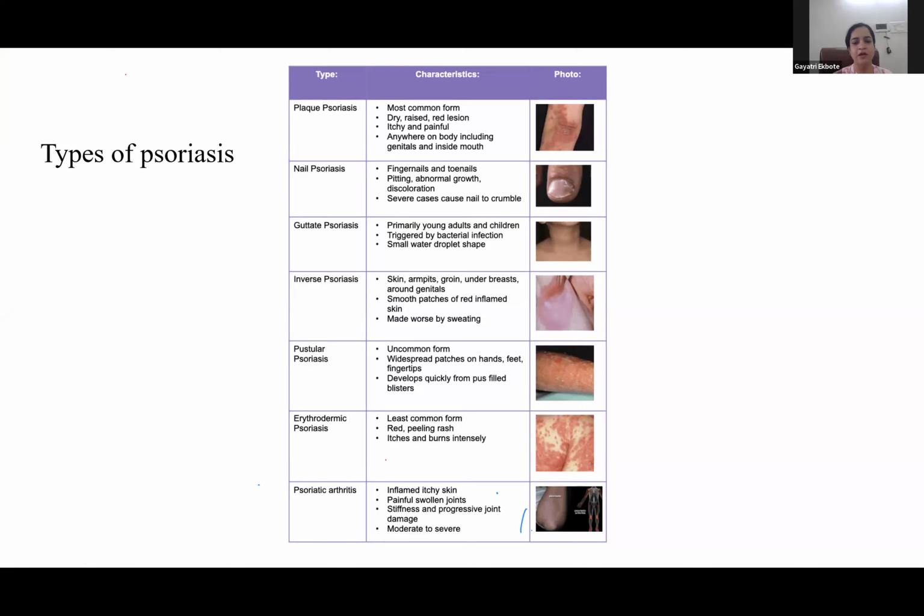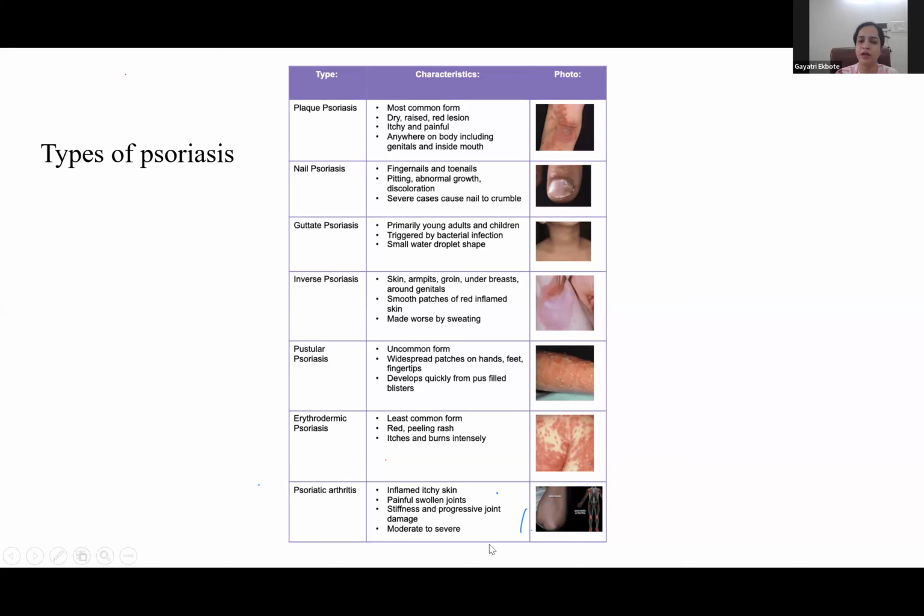Inverse psoriasis. The psoriasis is seen usually in the hidden areas which we often miss. This could be in armpits, buttocks, behind the ears, etc., or around the genitals, around the breast. Then pustular psoriasis. Erythroderma psoriasis is not a very good form of psoriasis that can actually lead to skin failure if not treated. Then obviously psoriatic arthritis.